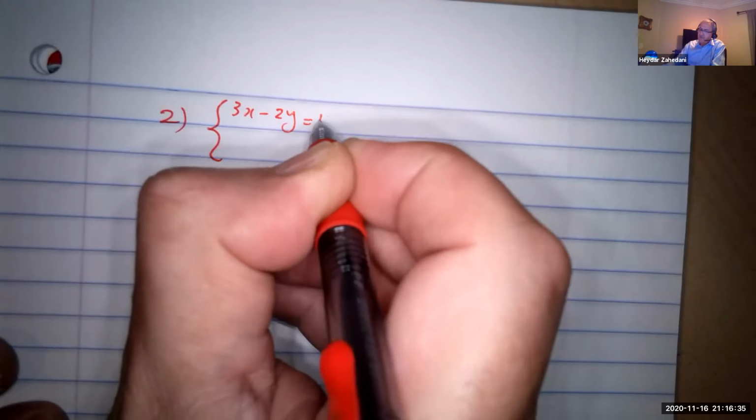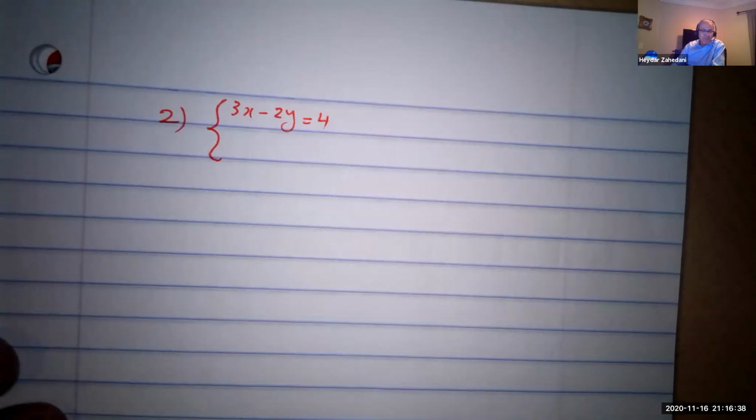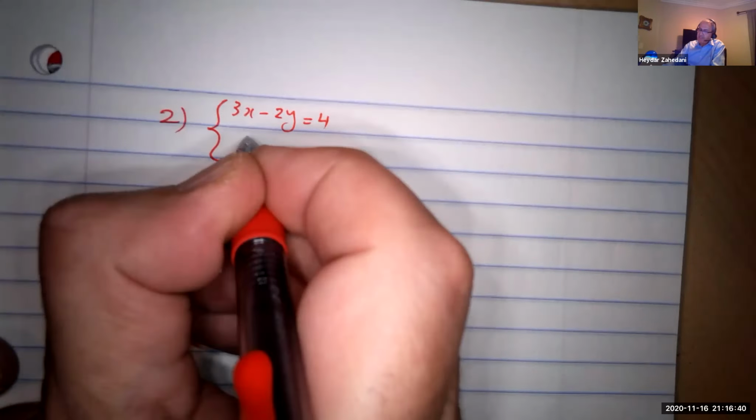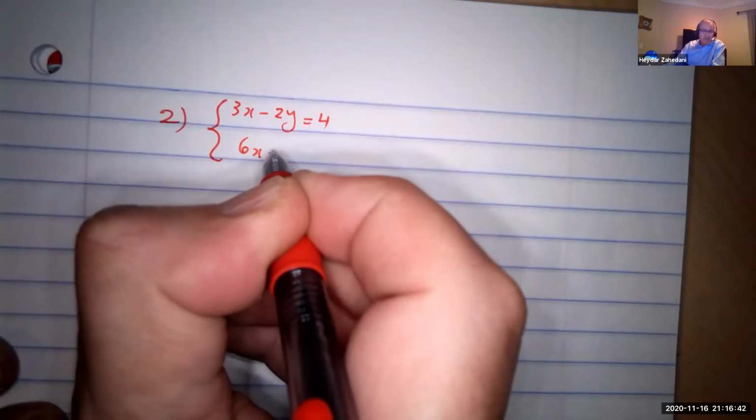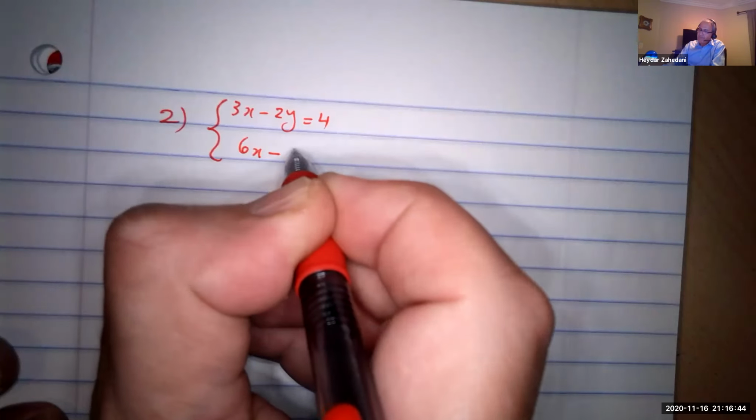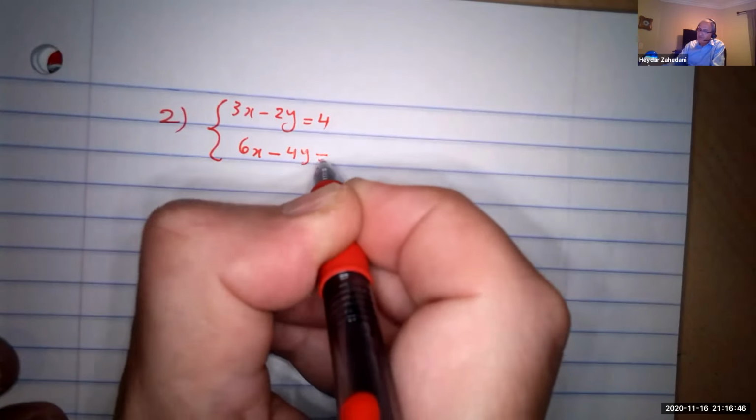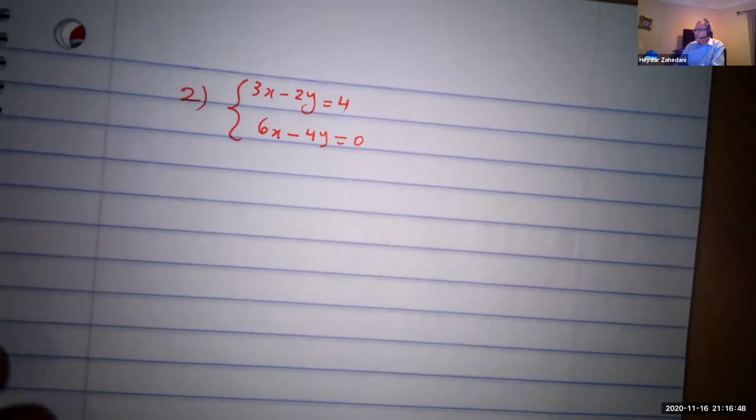Okay, let's consider this system. What's going to be the system? The system is 3x minus 2y equal to 4. Then we have 6x minus 4y equal to 0. See what's special about this one?